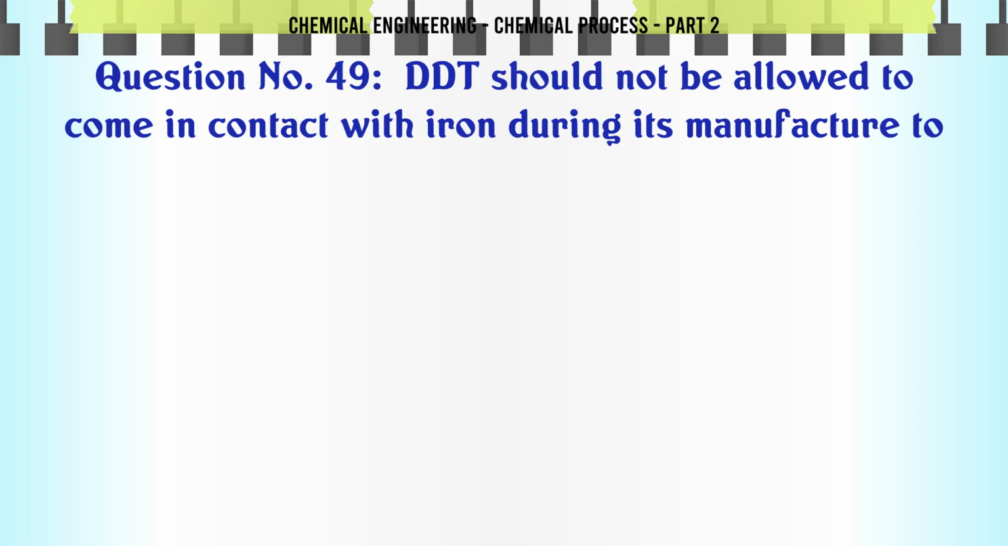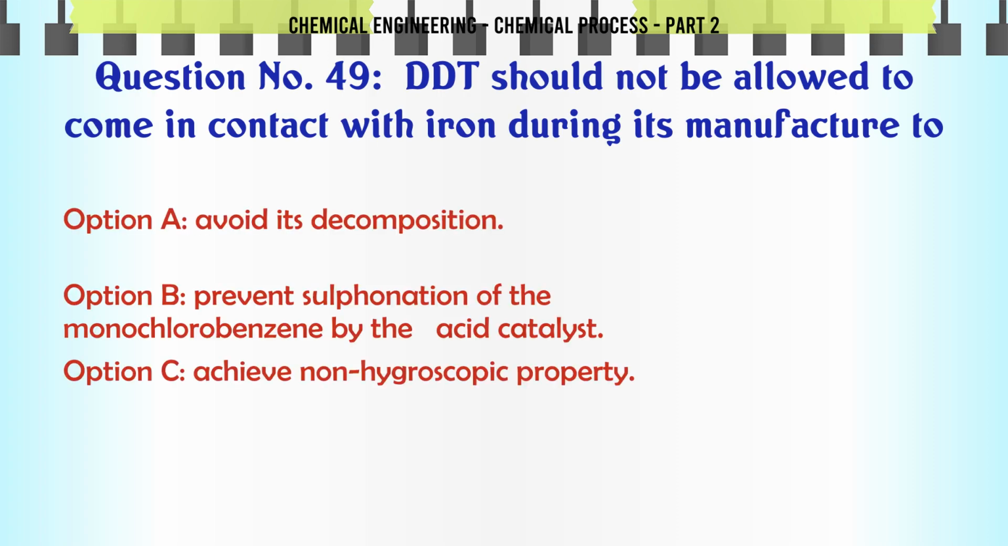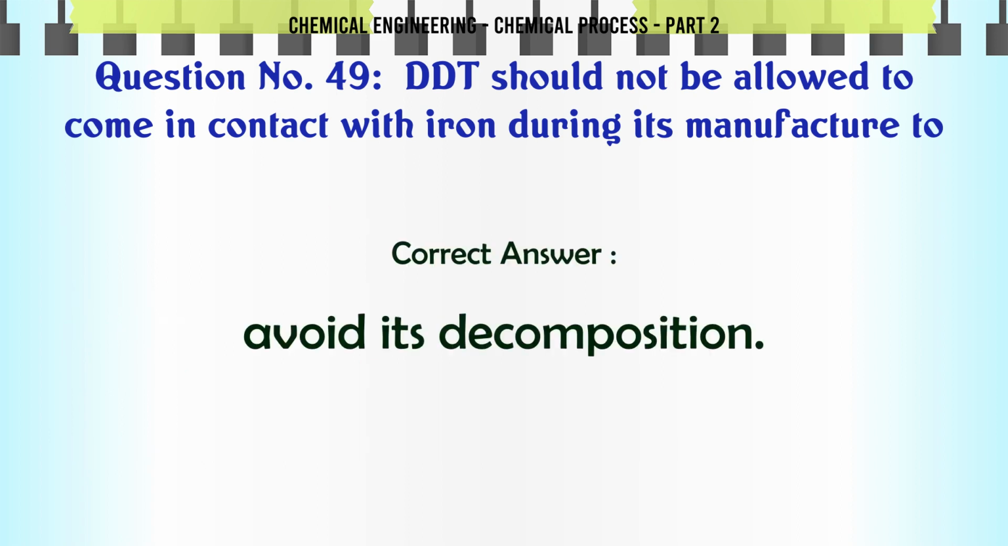DDT should not be allowed to come in contact with iron during its manufacture to A. avoid its decomposition, B. prevent sulfonation of the monochlorobenzene by the acid catalyst, C. achieve non-hygroscopic property, D. none of these. The correct answer is avoid its decomposition.